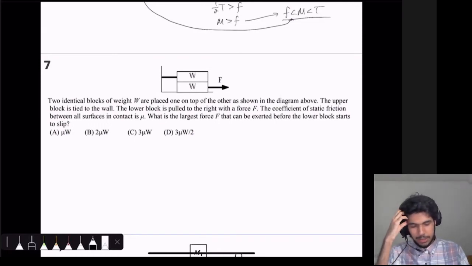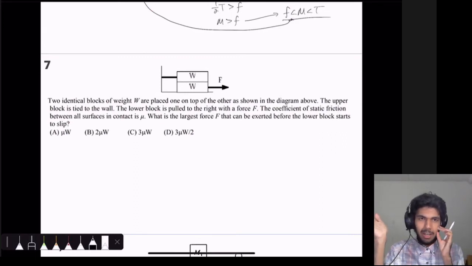So we have two identical blocks of weight W, so this is kind of similar to the question we saw just moments before with two blocks, but something's different here. They're placed on top of each other, as shown in the diagram. One block is tied to the wall. Whoa, that's crazy. And the lower block is pulled to the right with a force F. The coefficient of static friction between all surfaces in contact is mu. What is the largest force F that can be exerted before the lower block starts to slip? So that means basically before the lower block starts to move.